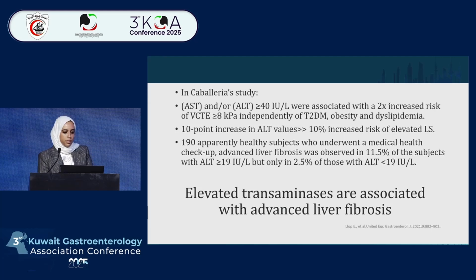In 190 apparently healthy subjects who underwent a medical checkup, advanced liver fibrosis was observed in 11.5% of the subjects with an ALT of more than or equal to 19. But only 2.5% of those with a normal ALT had a high liver stiffness. So, to begin with, if you have elevated transaminases, it should probably prompt you to do more tests to rule out advanced liver fibrosis.